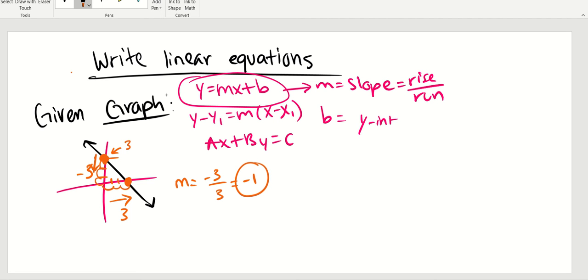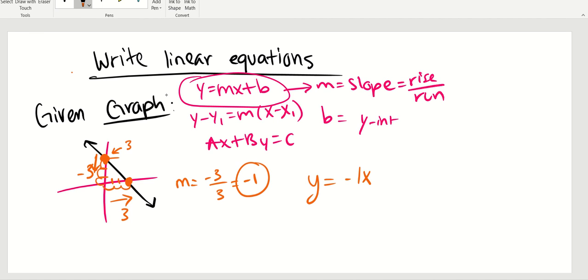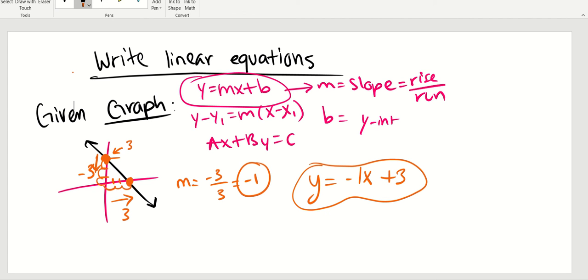So therefore your equation will be y equals -1x plus 3. Okay, if you have the other forms on the answer choices, then of course you have to apply the skills of converting. But for now, we can suffice with this.